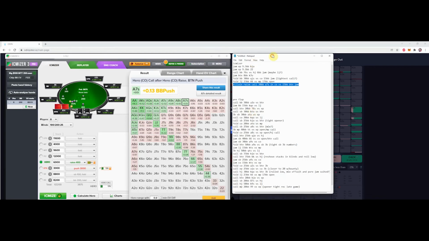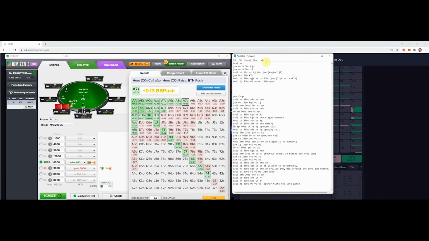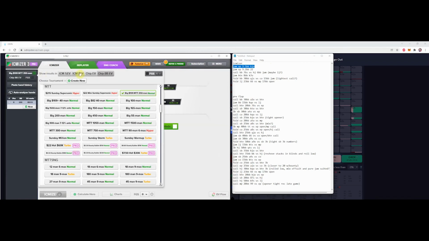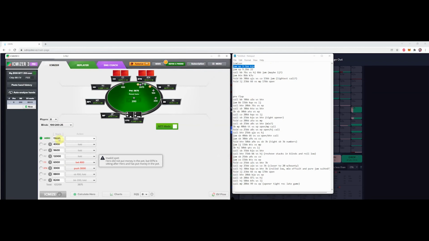Now we can get rid of that one. I'll do a more face-up one, the easiest kind, which really takes no time, and you don't need to implement any ranges. We can see here we jammed in EP with 9.5 bigs with King Jack offsuit. So we'll just go up here. I just want to make sure it's chip EV. Okay. I didn't check that out earlier.